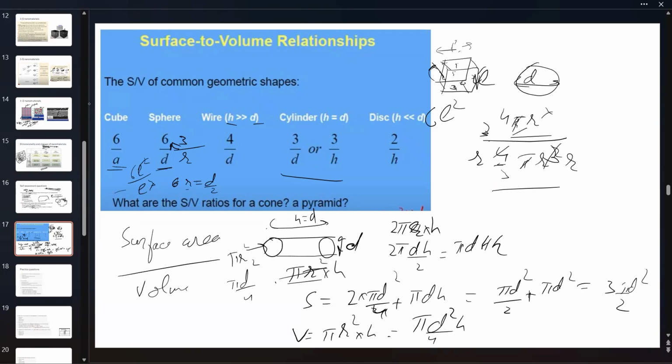In case of a wire where h is much greater than d, you ignore these two values and just calculate the surface area to volume ratio using the curved surface area and the volume. The curved surface area is just 2 pi r, the circumference, into the length: 2 pi r, that is 2 pi d by 2, into h.